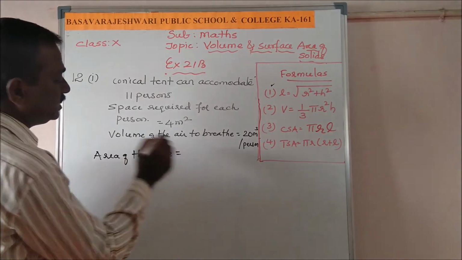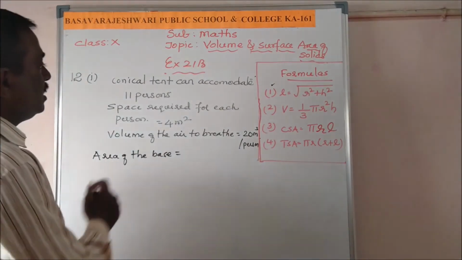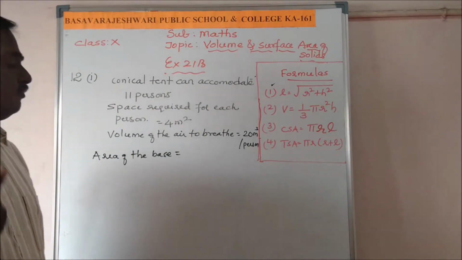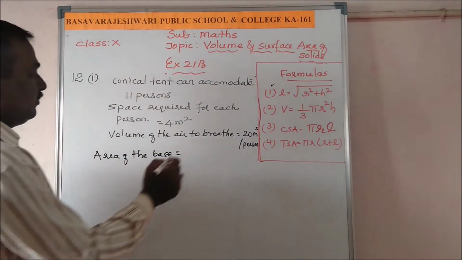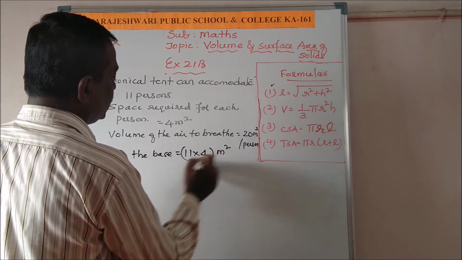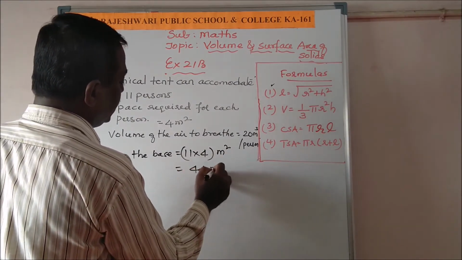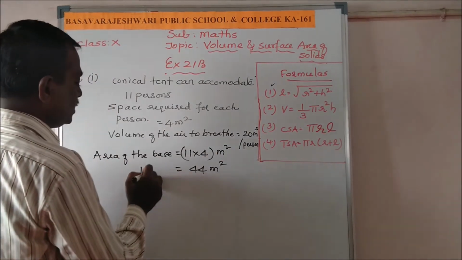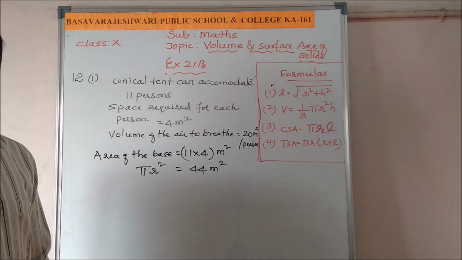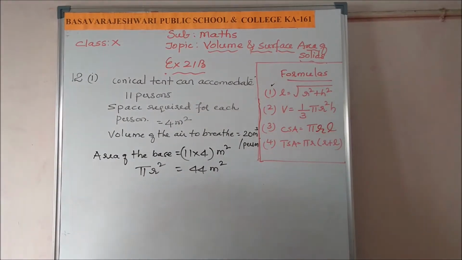Area of the base of the conical tent. Why? Because the number of persons is 11, and each person needs 4 meters square of space. Therefore 11 into 4 meters square, that is 44 meter square. This is nothing but pi r square, the area of the base.